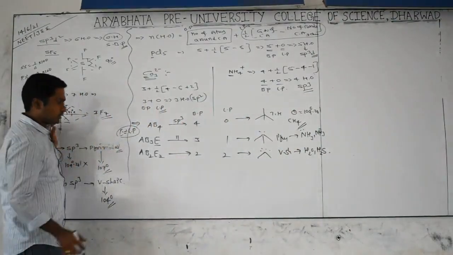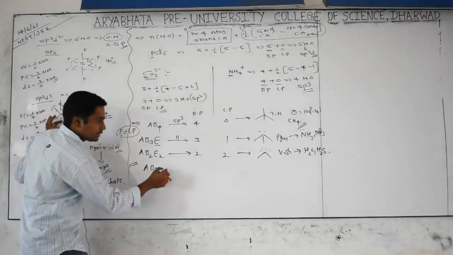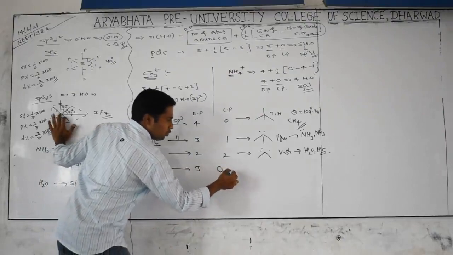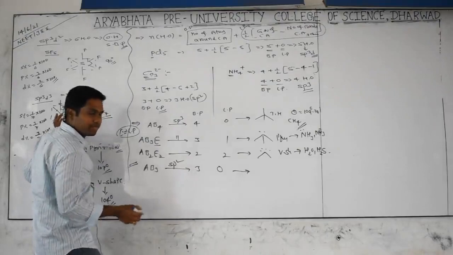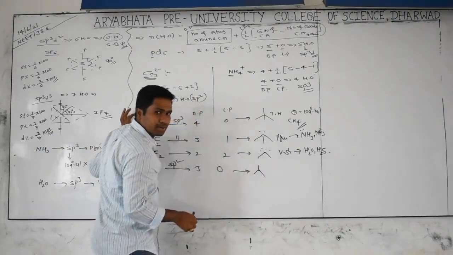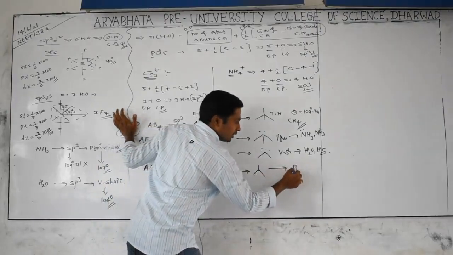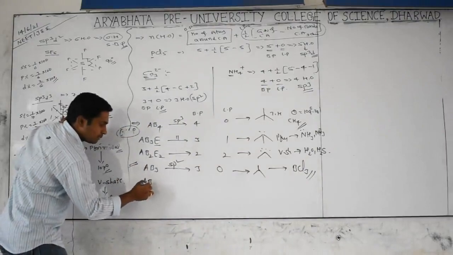H2O and H2S. I will tell you one more thing, which is nothing but the AB3 molecule. AB3 molecule means 3 bond pairs, 0 lone pairs. Which hybridization is that? sp2 hybridization. So then what shape are you getting? Trigonal planar. Angle is 120 degrees. Can you give an example for this one? BCl3 is the example.